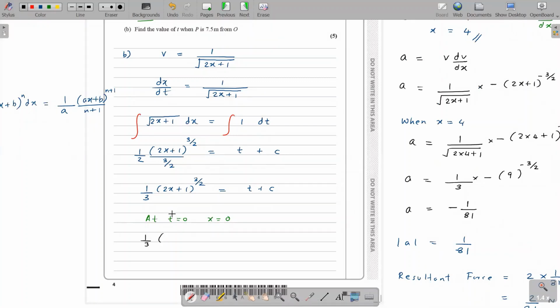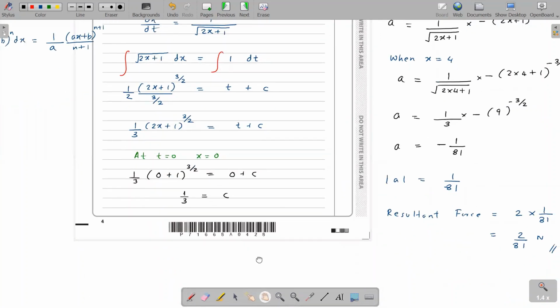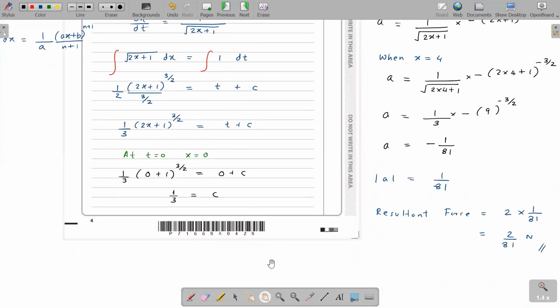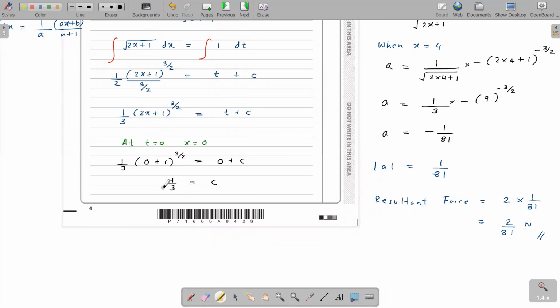1 over 3 times 2 times 0 is 0, plus 1, to the power 3 over 2, equals 0 plus c. How much is c? 1 over 3 times 1 to the power 3 over 2. 1 to the power of anything is 1, which means c is 1 over 3. Now substitute the c value back into the equation. What do we get?